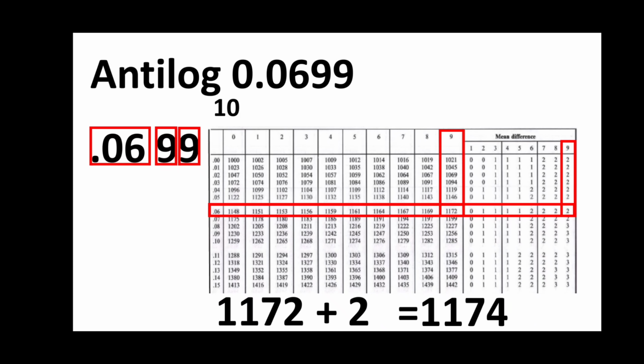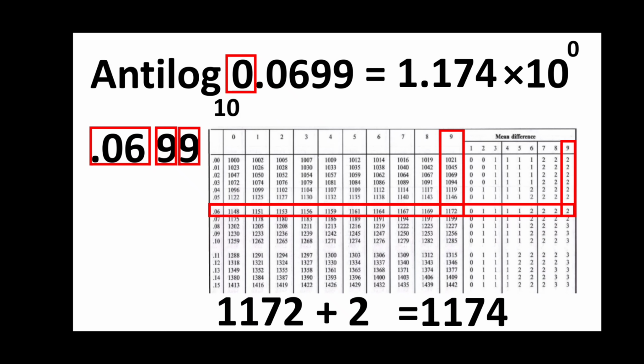Now add both the numbers, which is equal to 1174. Now put a decimal point after the first digit, which is 1.174 here. Next, multiply these numbers with 10 to the power characteristic. Here 0 is the characteristic. So the answer is now 1.174 into 10 to the power 0. 10 to the power 0 is equal to 1. So the final answer is 1.174.